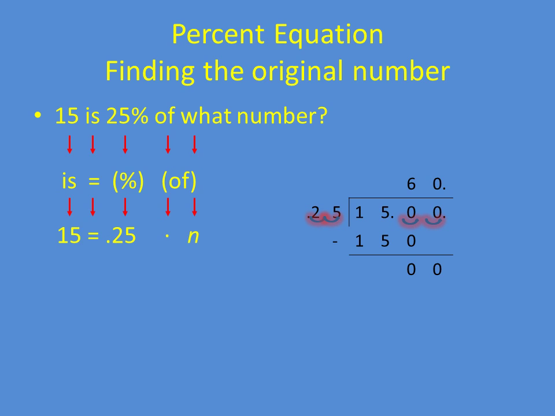This doesn't change my answer. It gives me the correct dividend. So in this case, 15 divided by 25 hundredths actually becomes 1,500 divided by 25, and I get the answer of 60. I've got to remember to bring that decimal up, and in this case I'm a whole number 60 because the decimal is behind the last digit of the number, and n equals 60. So 15 is 25% of 60.